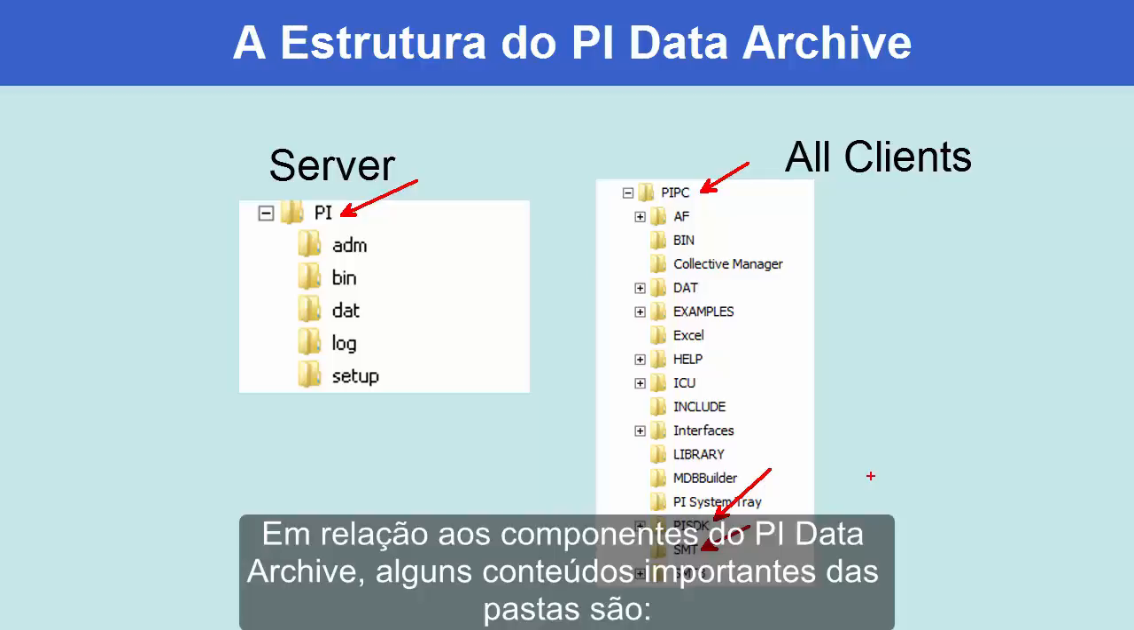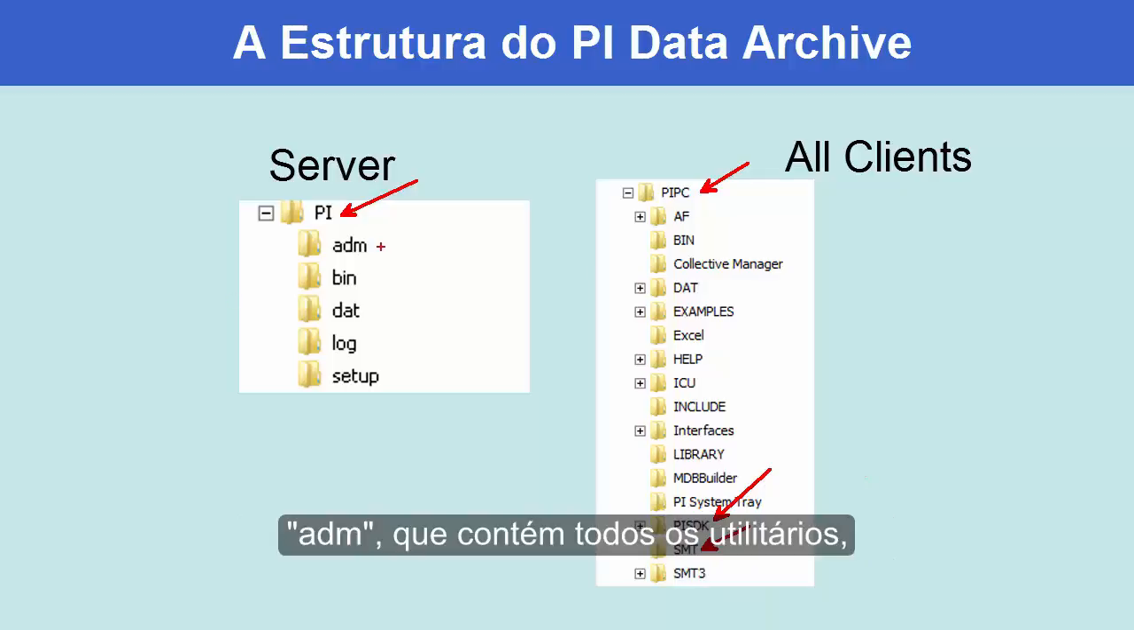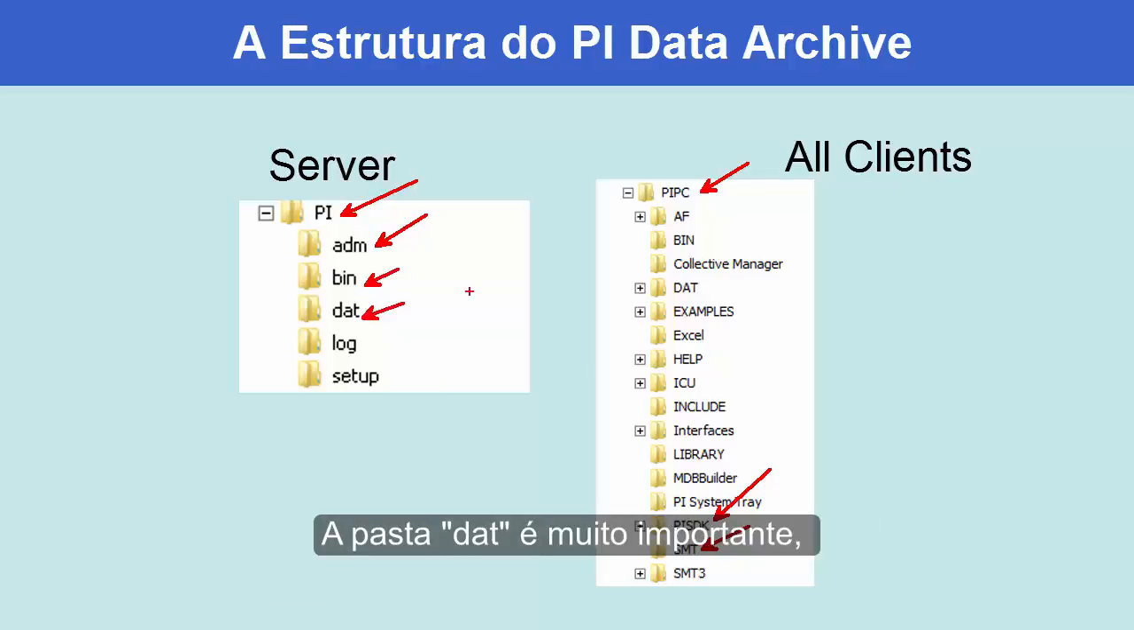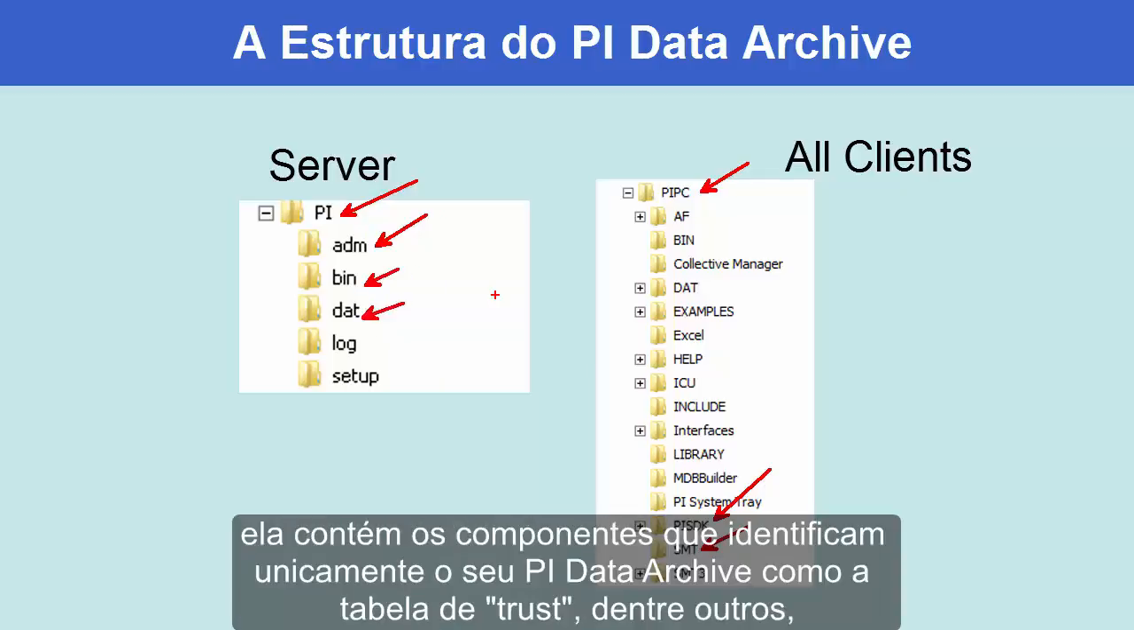Pertaining to the PyData archive components, some important folder contents to note are ADM, which contains all the administrative utilities, such as utilities to start and stop your PyData archive. Bin folder contains all your binaries. Dat folder is a very important folder. This contains all components that uniquely identify your PyData archive, such as trust table and so on.